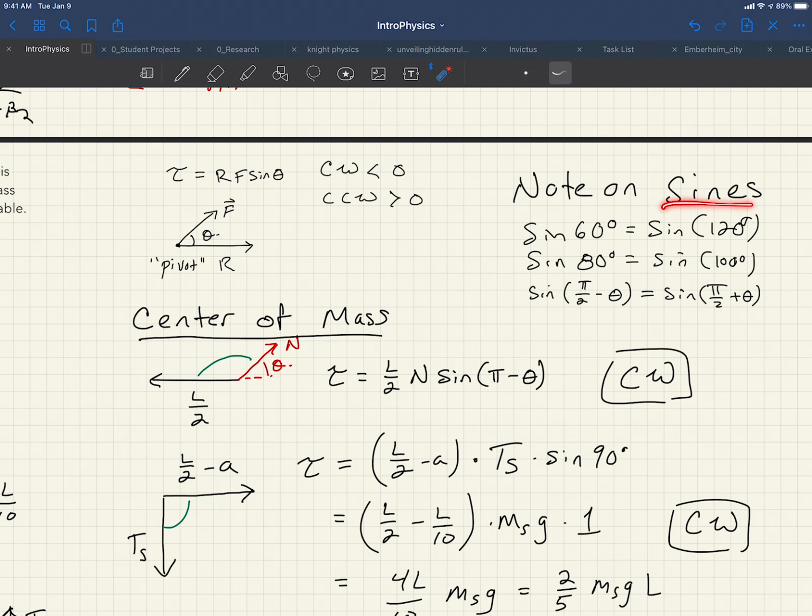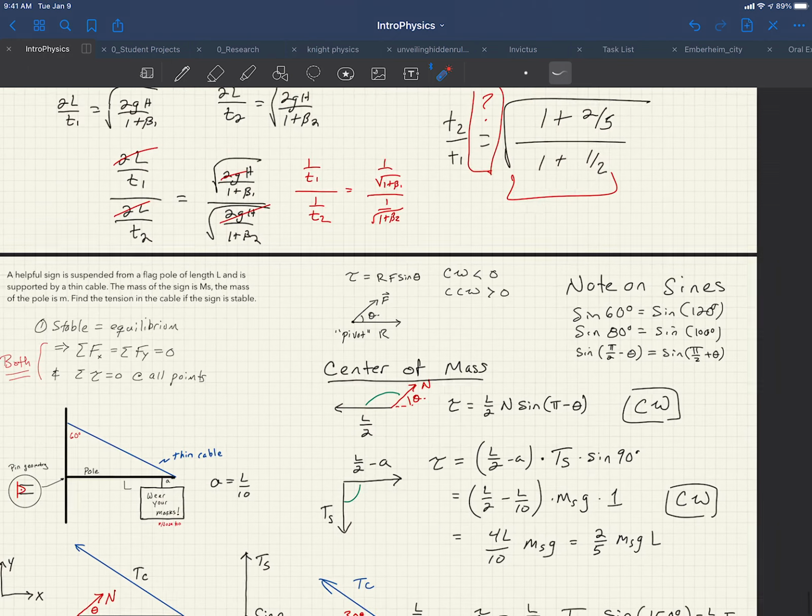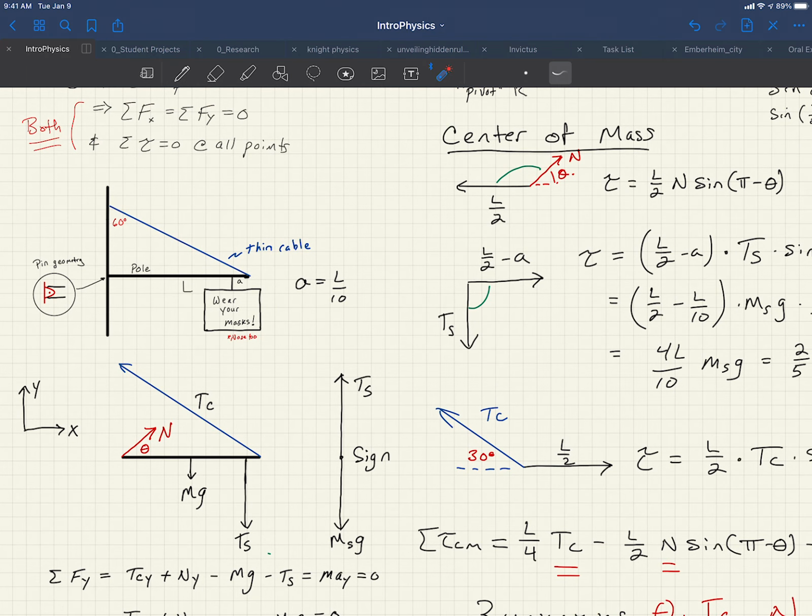And then also another note on signs that is useful. Go and take a look there if you don't remember your trig so well. So let's say now we want to calculate our torques about the center of mass. That is, we want to ask the question, how does the normal force cause this pole to rotate? How does that tension cause this pole to rotate? How does this tension cause this pole to rotate around its center of mass?